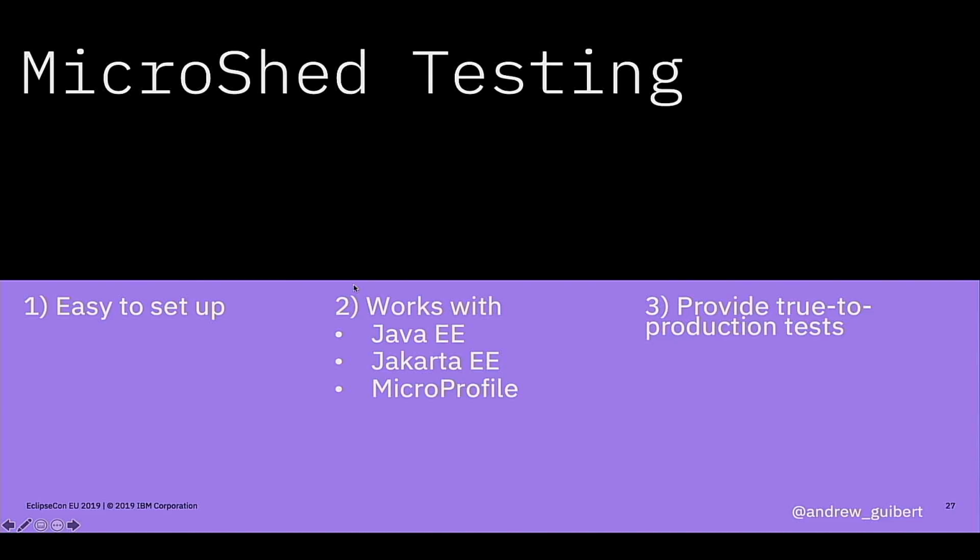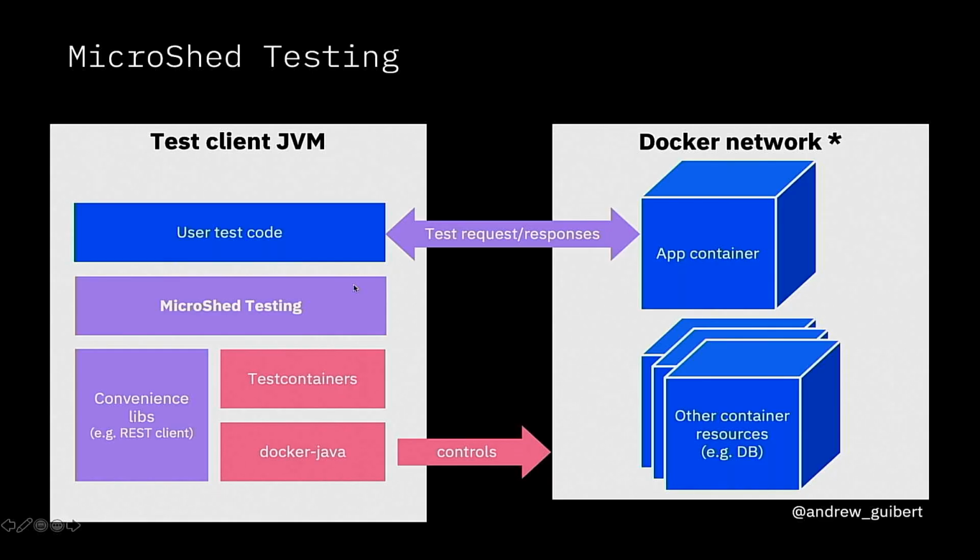So when designing MicroShed Testing, I took these points into consideration. I wanted MicroShed Testing to be easy to set up. I wanted it to work with any application server, not just Open Liberty that I work on. And I also wanted to give dev/prod parity, so give people true-to-production tests through containers and through the Testcontainers library. So here's kind of an overview of how the whole thing works at a high level.